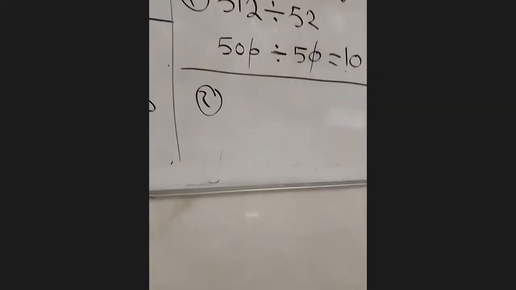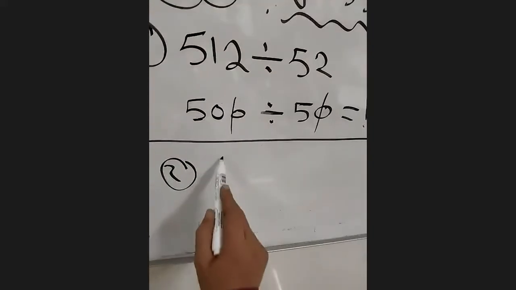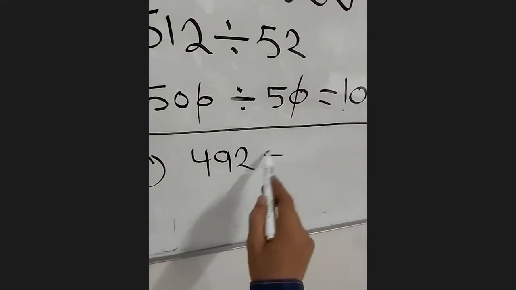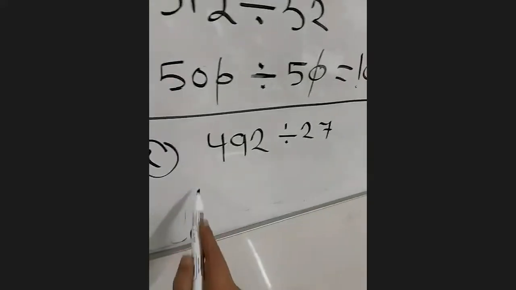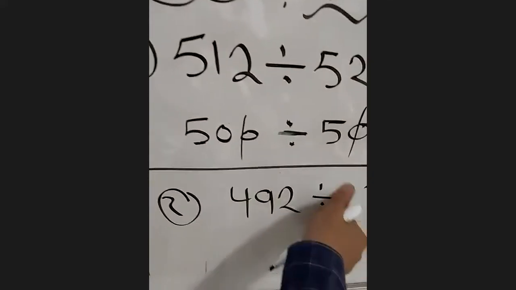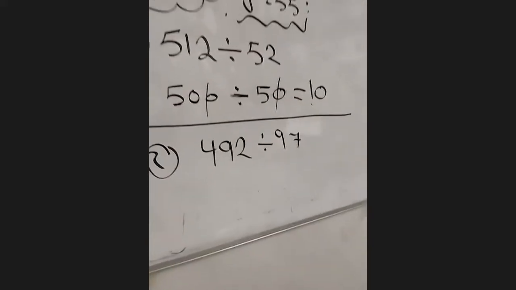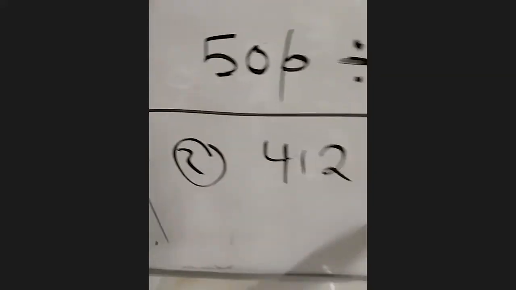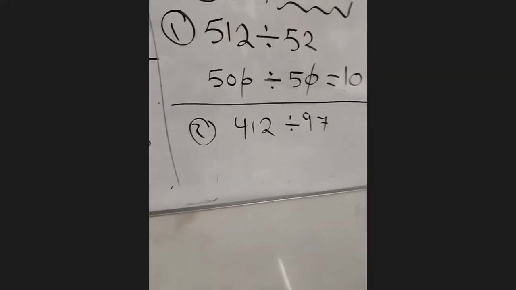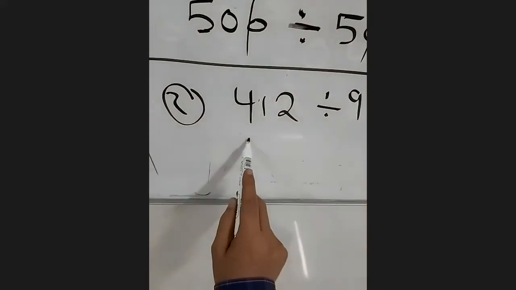Do for me question 2. 412 divided by 97, we will make 400. Wait, is it 412 divided by 97, right? Yes. 412, we will make it 400.